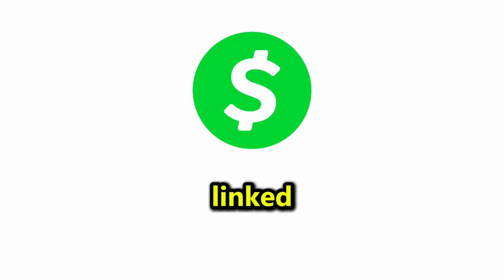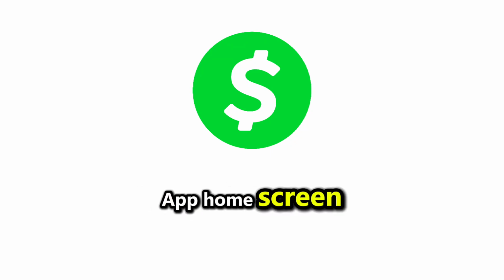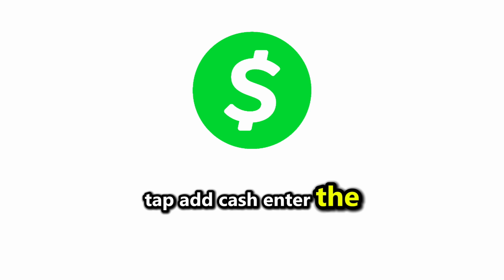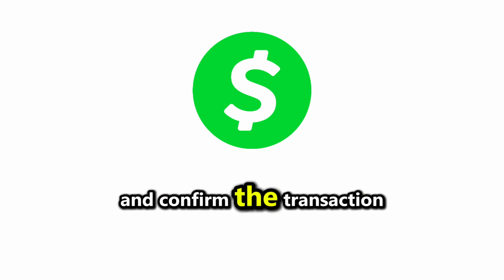Once your Chime account is linked, go back to the Cash App home screen, tap Add Cash, enter the amount you want to transfer, and confirm the transaction.